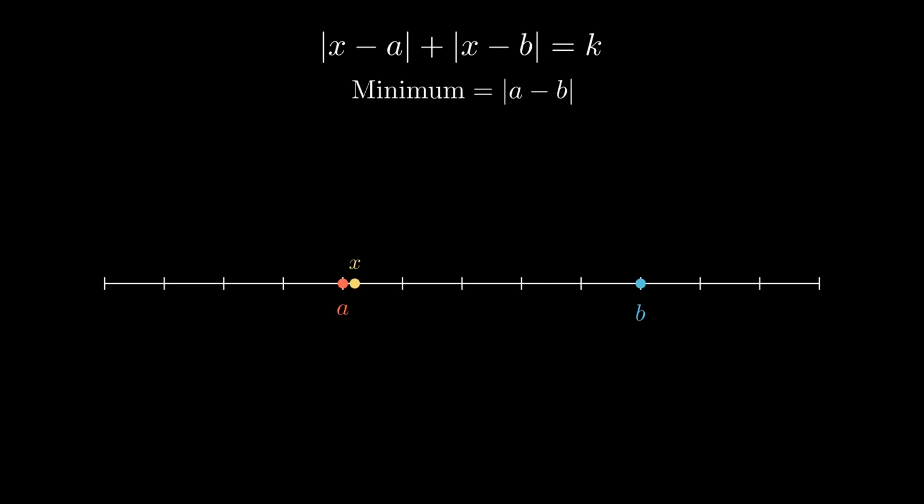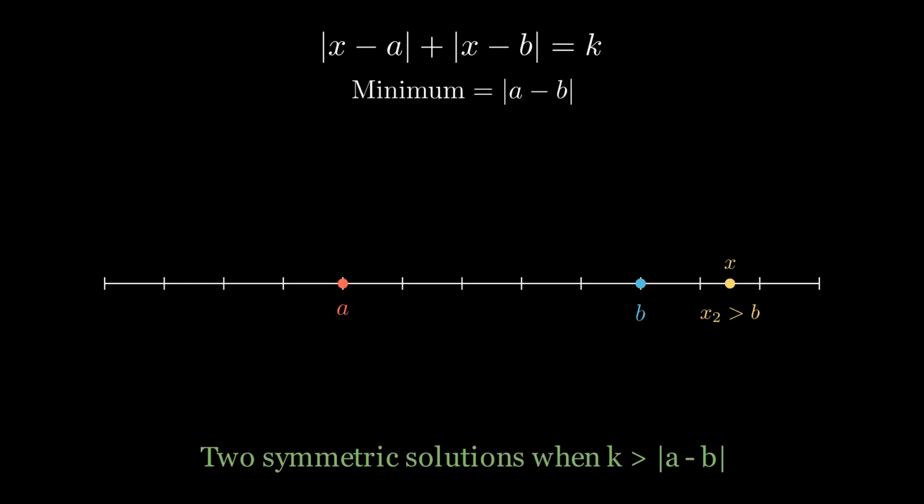The best part is that this idea works for every equation of the form absolute of x minus a plus absolute of x minus b equals k. The smallest possible value is always the distance between the two fixed points, absolute of a minus b. If the right hand side equals that minimum, every point between a and b is a solution. If it's larger, you'll get exactly 2 solutions, one on each side.